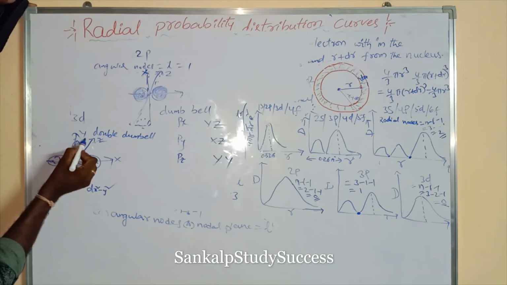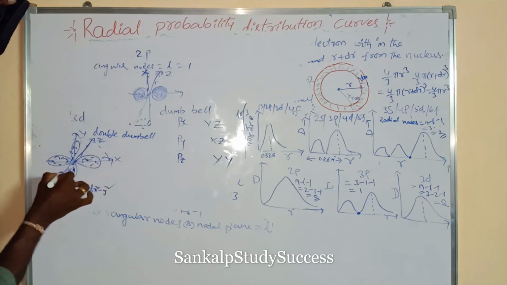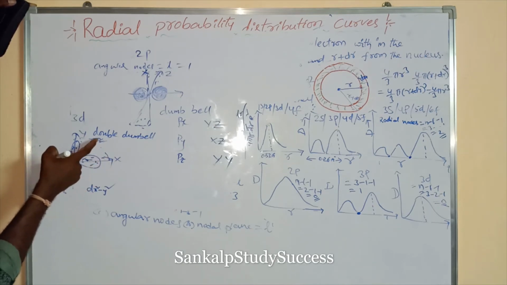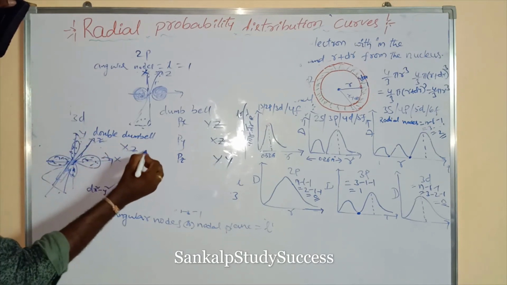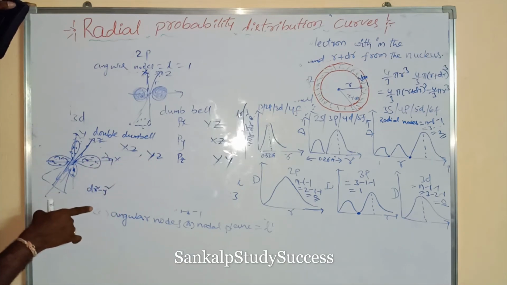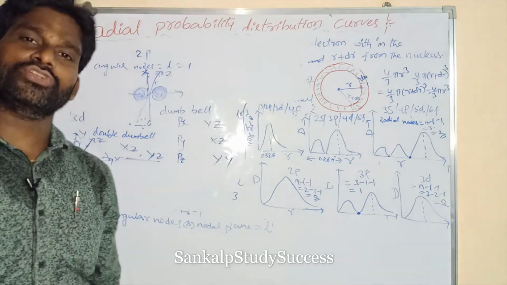But here in this plane, what is that plane? YZ plane. And this is the ZX plane. In this space the probability of finding electron is 0. Two planes, what are they? XZ and YZ. So how many nodal planes are present in dx square minus y square? Two nodal planes, xz and yz. So in these planes, the probability of finding electron is 0.